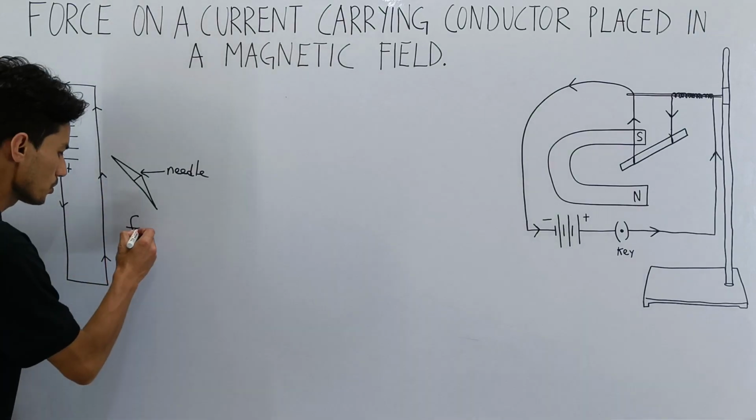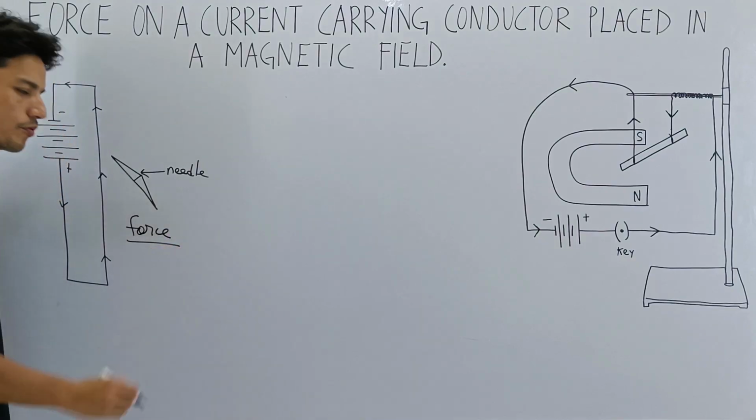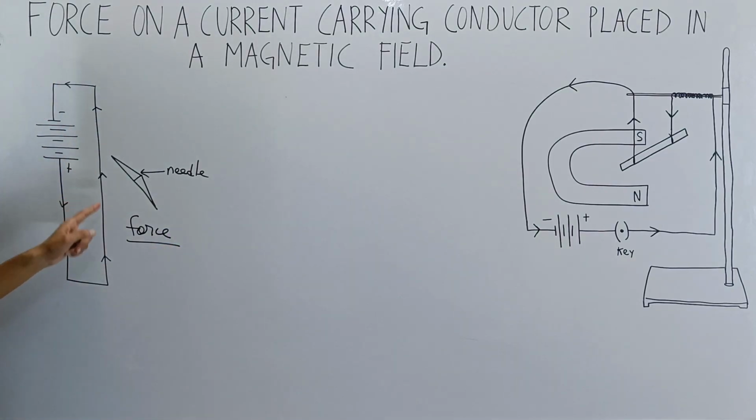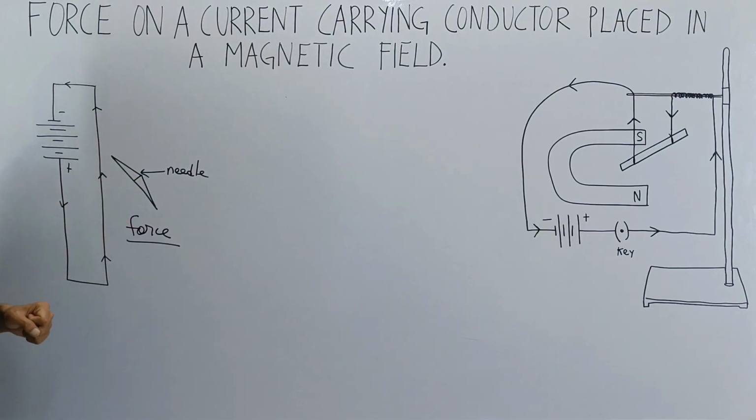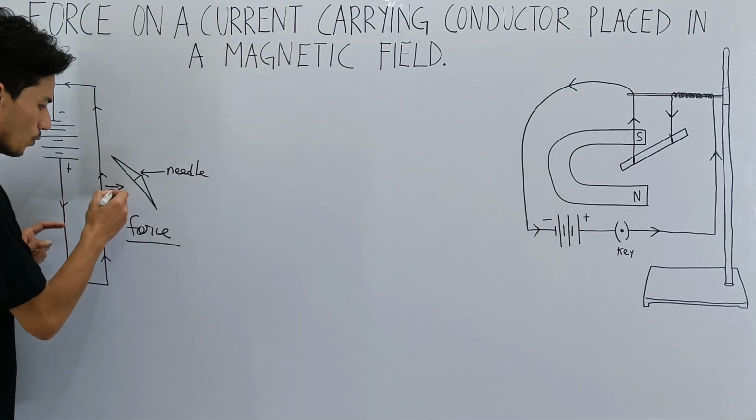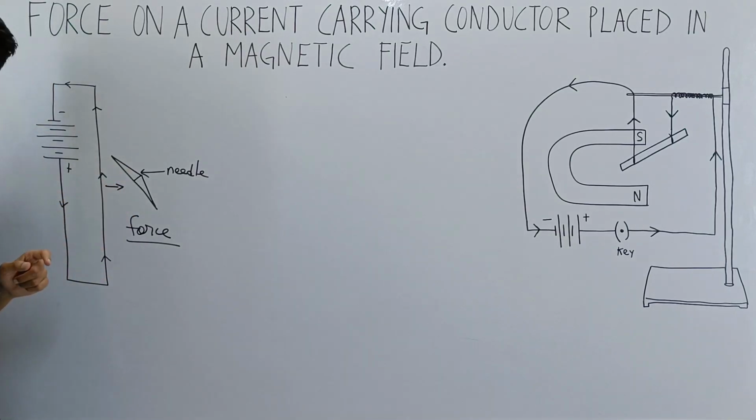So a force was exerted by whom? By this current carrying wire on the magnetic needle, because of which this needle deflected. Okay, so a force was exerted by the current carrying wire on the magnetic needle, because of which the magnetic needle deflected. So this is what actually happened.